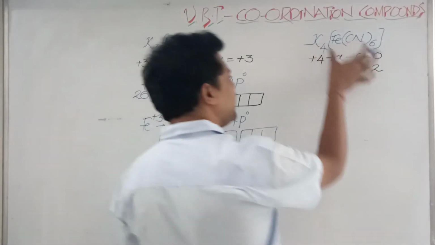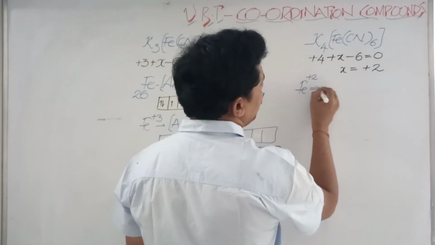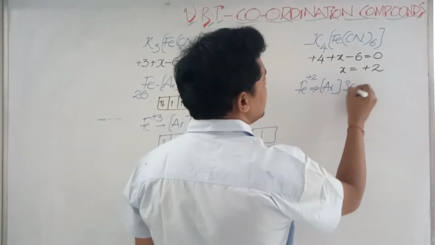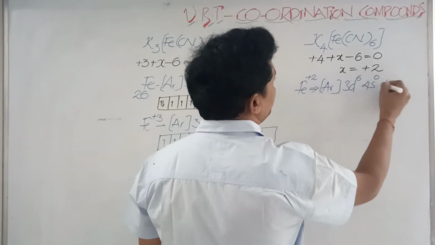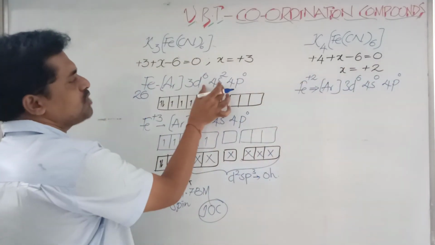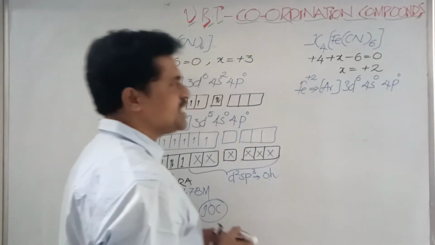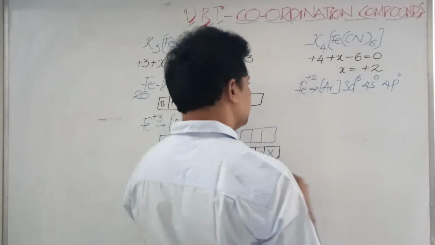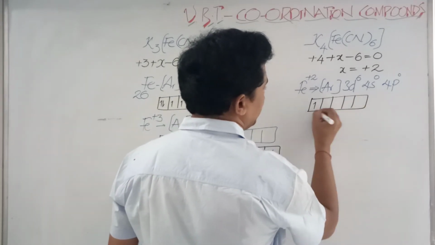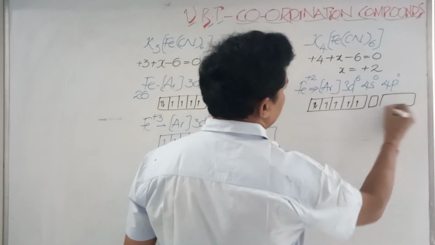In potassium ferrocyanide, it is plus 2. So the electronic configuration of iron in plus 2 oxidation state will be argon 3d6, 4s0, 4p0. 2 electrons are to be removed. We are removing 2 electrons from here. This is iron. So it is becoming 4s0, 3d6. As we were discussing, 3d6 means it will be like this: 1, 2, 3, 4, 5, 6. 1 s orbital vacant, 3 p orbitals vacant.